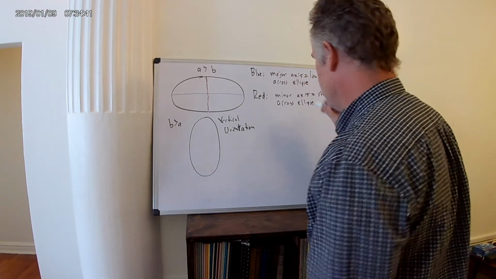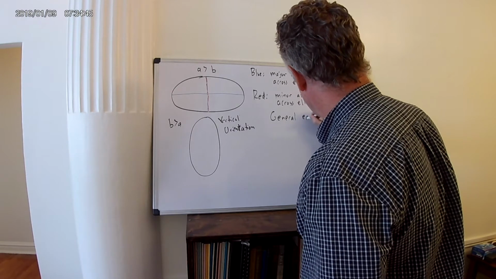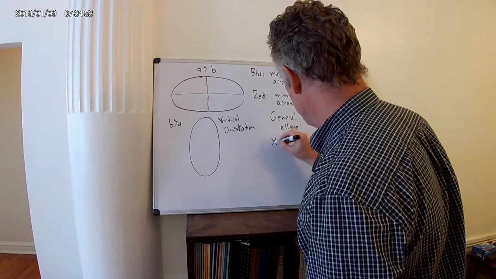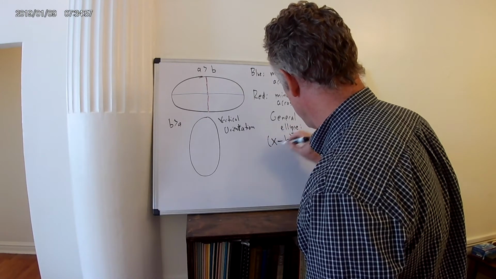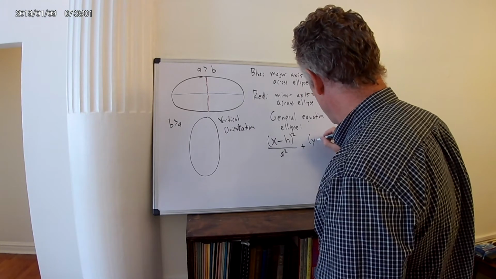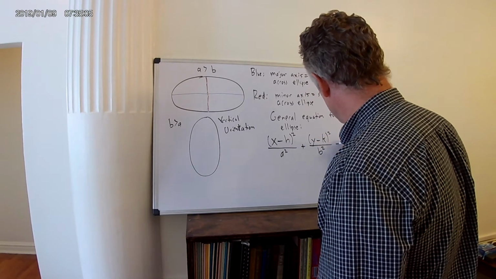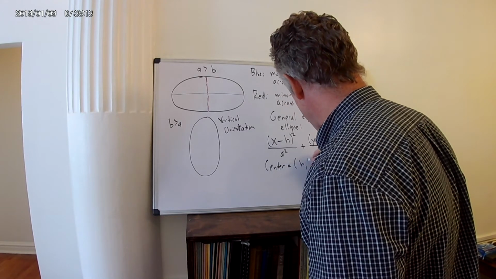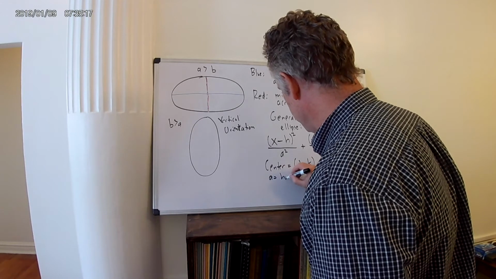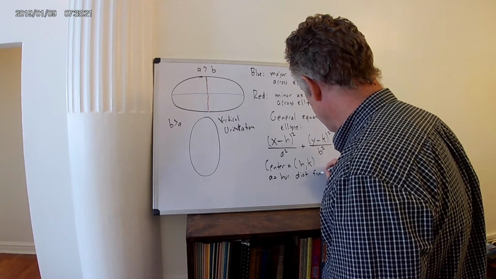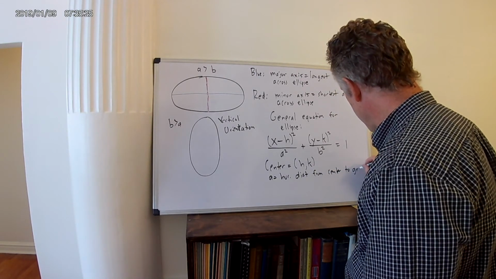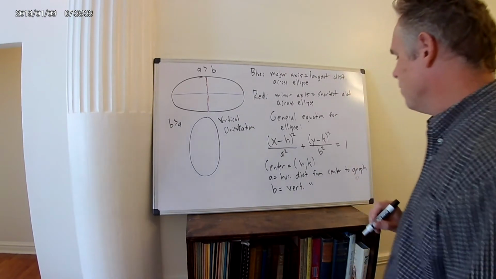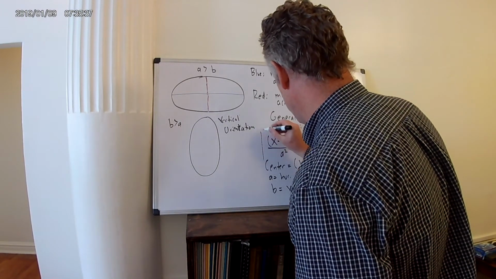Let me summarize the general equation for an ellipse. I already mentioned this equation, but let's write it out in its full glory: (x − h)² over a² plus (y − k)² over b² equals 1. This is an ellipse that has a center (h, k), just like the circle. Here a is the horizontal distance from the center to the graph, and b equals the vertical distance from the center to the graph. This is our equation of an ellipse. This is an important equation. Let me box it.